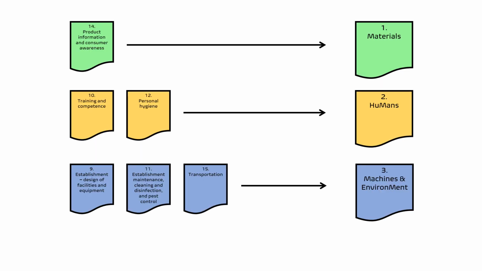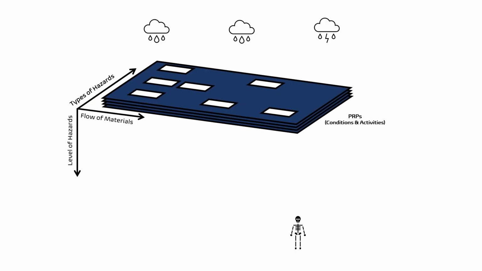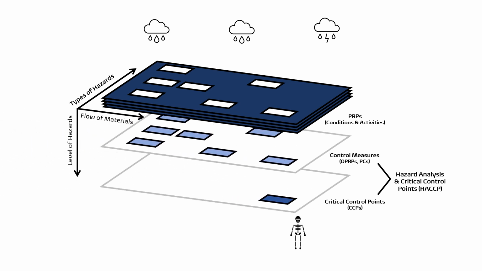In summary, it can be easier to implement a reasonable number of PRPs, in this case 3, by reorganizing them based on the work elements or Ishikawa categories. PRPs are the basic elements of HACCP and help to reduce food safety hazards at low levels. When the HACCP plan is completed, these programs are going to be reinforced with control measures and CCPs.